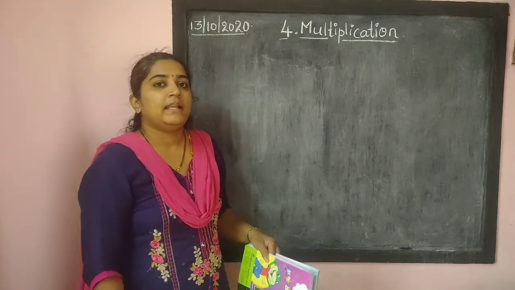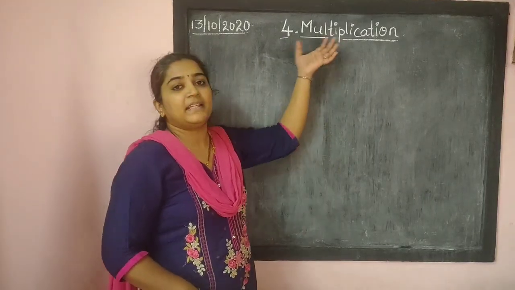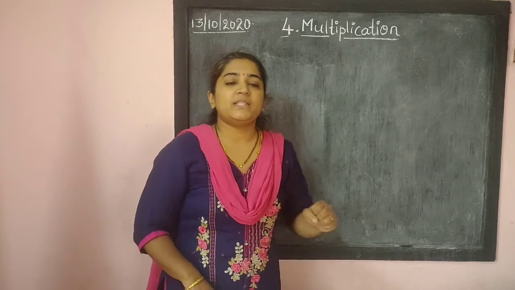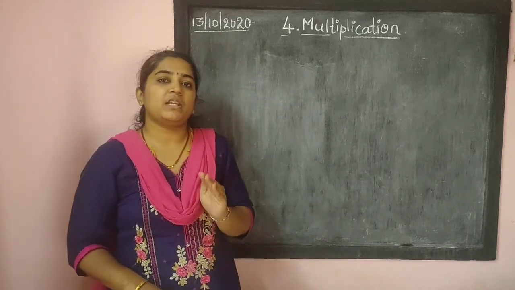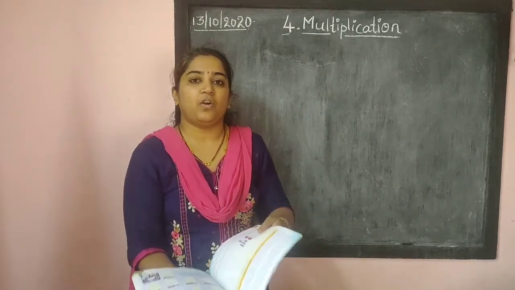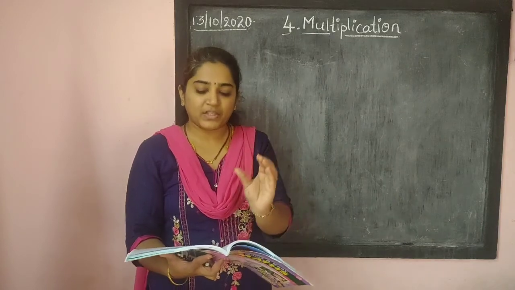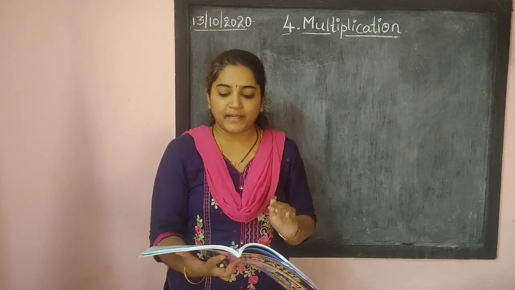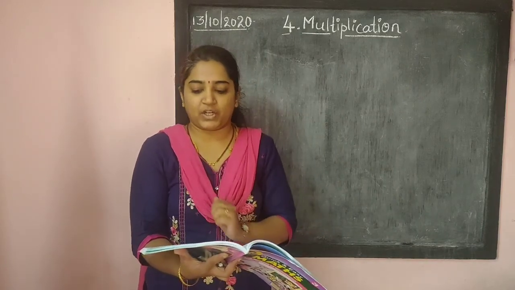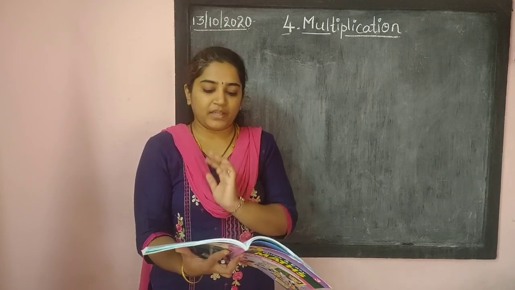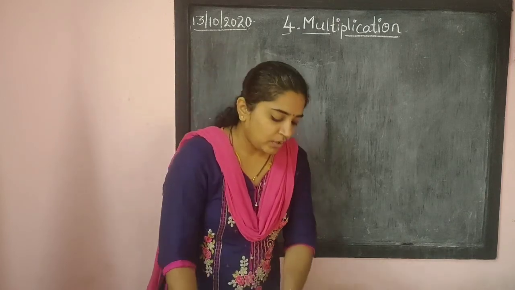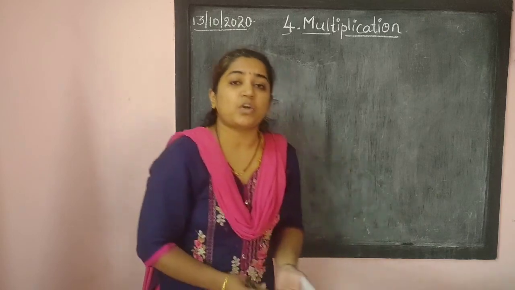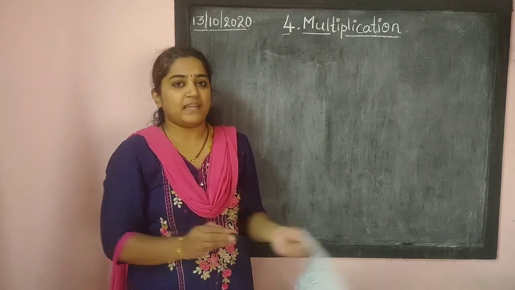Hello children, let's begin with your fourth chapter, that is multiplication. What is multiplication? Multiplication is a repeated addition of a number a fixed number of times. So now I will show you one example. This you have already studied in the previous years.